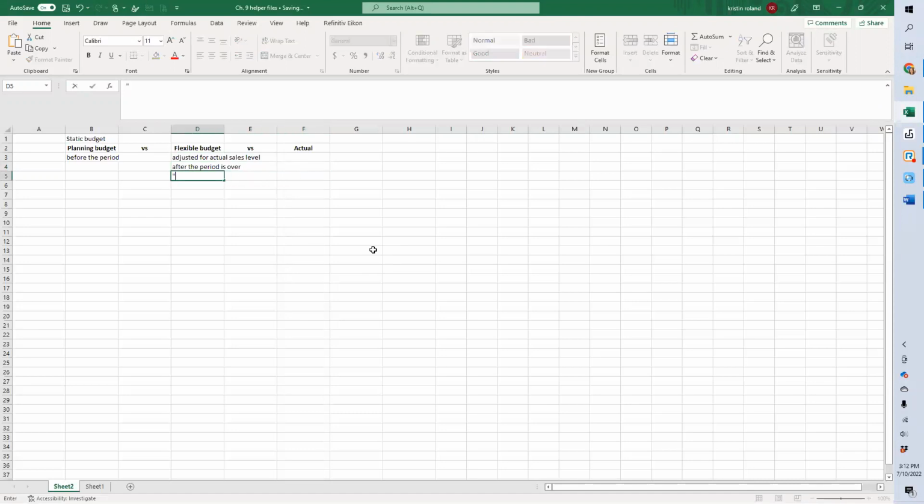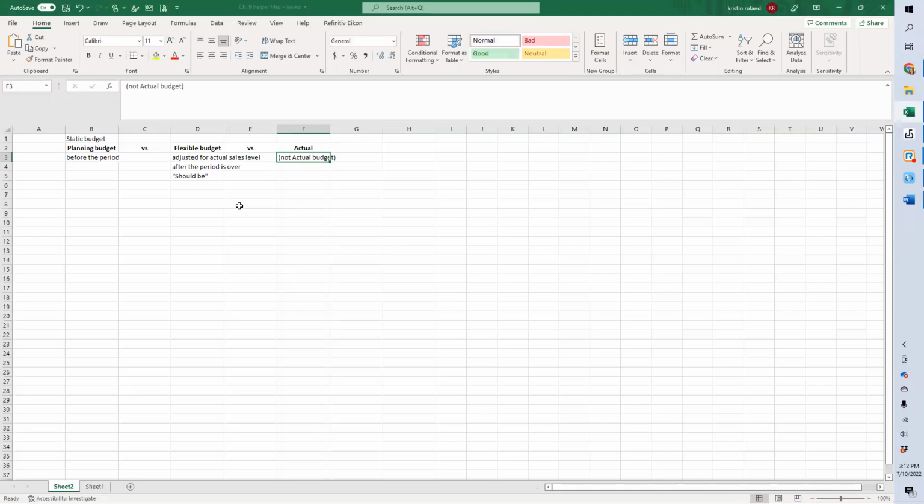And so this is basically what our budget should be. These are our revenues and expenses, what they should be based on our actual sales level. And then actual is what our actual revenues and expenses are. So just make sure actual is our actual results. It's not actual budget. Lots of students will want to call that an actual budget, and actual is not a budget. Actual is your actual results.